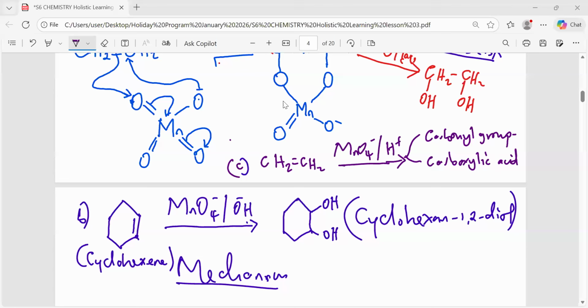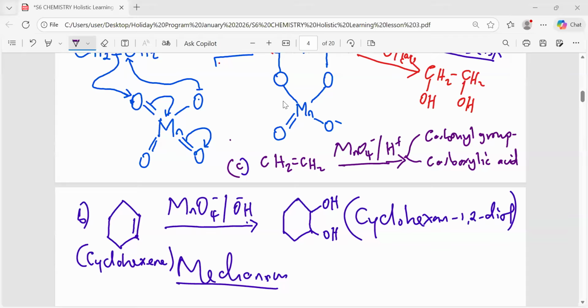But I want to hear from us. Do we still have a query on acidified potassium permanganate and alkaline potassium permanganate? I think I've been cleared a bit. So what you're saying is that when I use alkaline potassium permanganate, my product will be a diol. And when I use acidified potassium permanganate, at higher oxidation my product will be a carboxylic acid, and at low oxidation my product will be a carbonyl group. Yes.